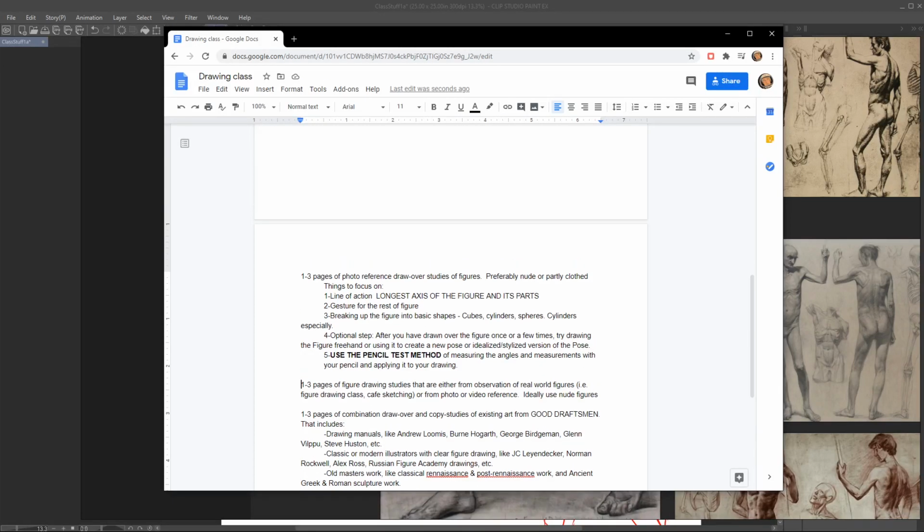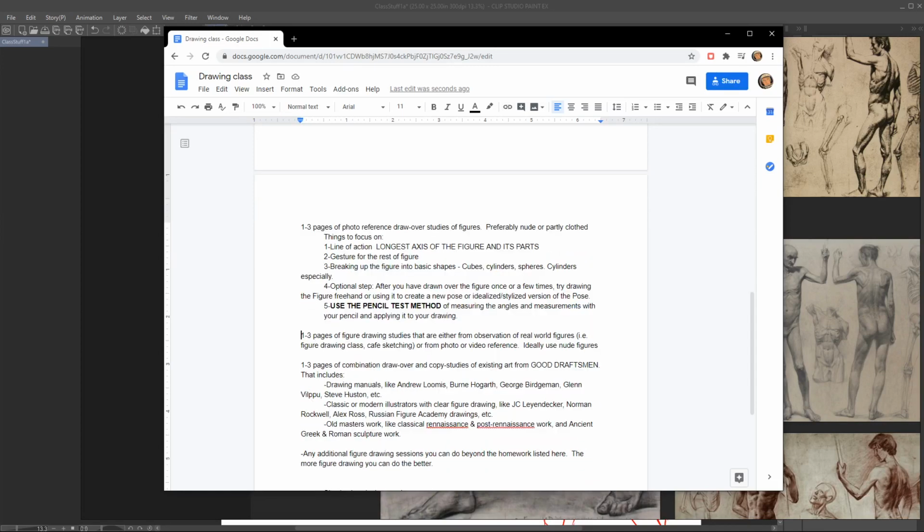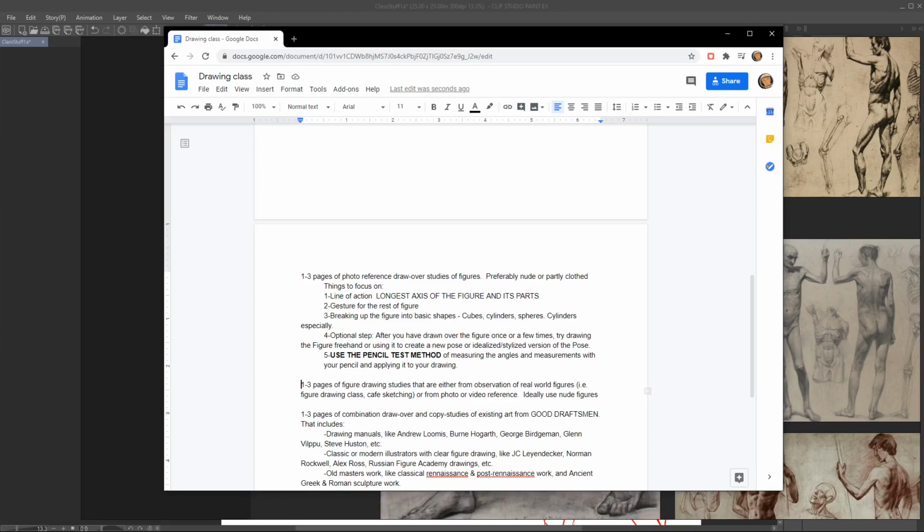The other 2 pieces of homework are 1 to 3 pages of figure drawing studies that are either from observation of real-world figures, like figure drawing class, cafe sketching, or from photo or video reference. Ideally use nude figures. So this one is not draw over studies. These ones are drawing from observation. So I want you to do a mix of draw over studies and drawing from observation.